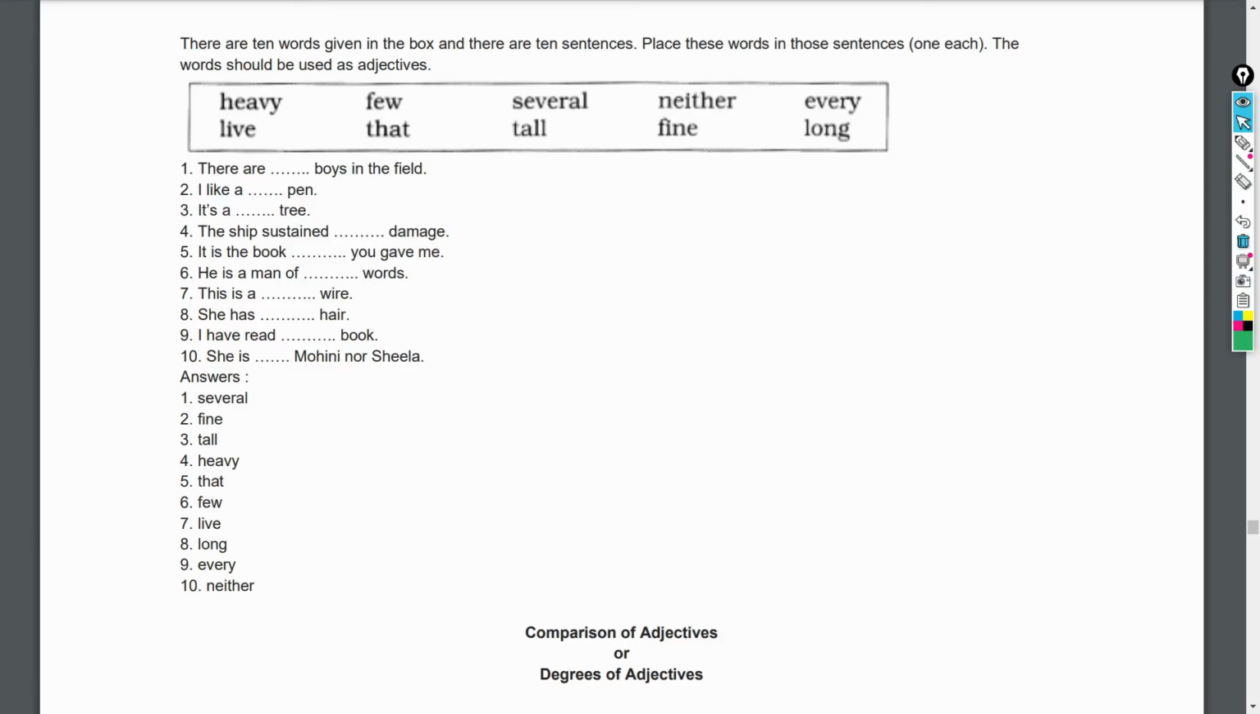So my dear children, I suppose you understood the lesson very well, and in future you can make an extensive practice of the adjective in the form of quiz from the internet, and then you will be very expert, I hope. With this, let me conclude. Thanks to all.